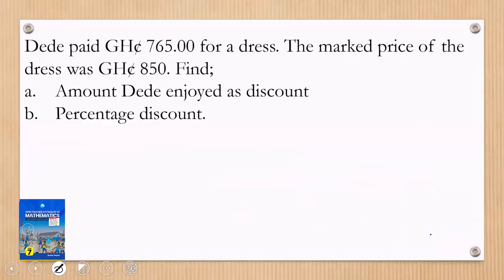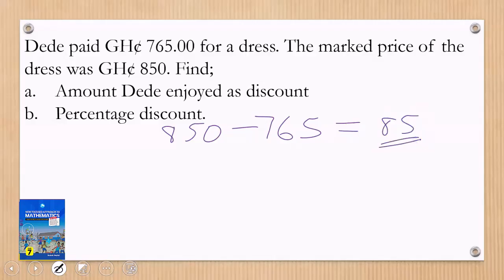All right, let's look at the last question. Dede paid 765 for a dress. The marked price of the dress was 850. How much, or what amount, did Dede enjoy as discount? Since the price was 850 and she paid 765, she's going to enjoy 850 minus 765, which is 85 cedis. That's the amount she's going to enjoy.